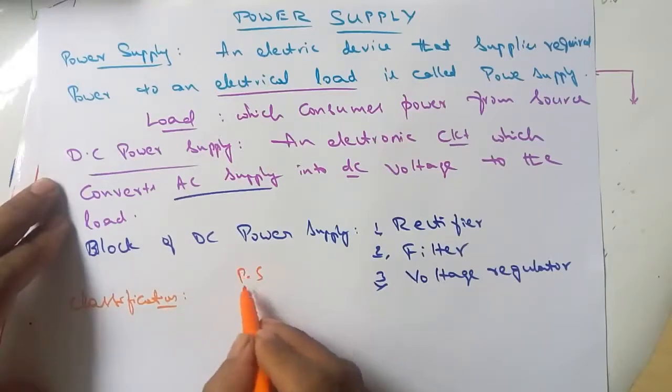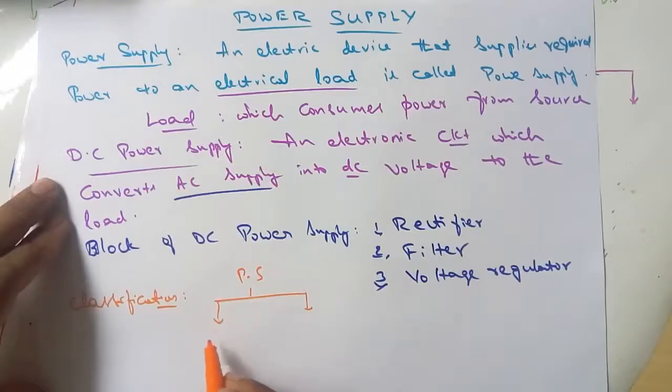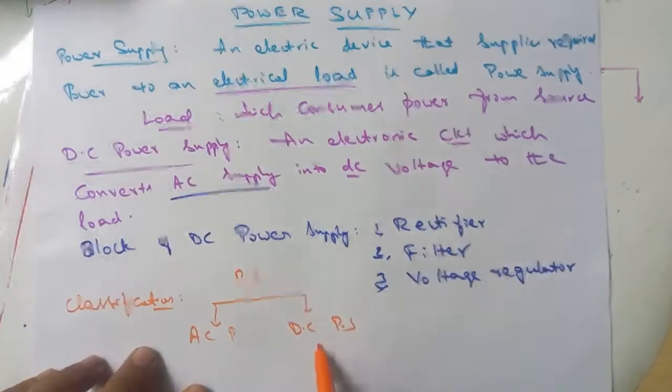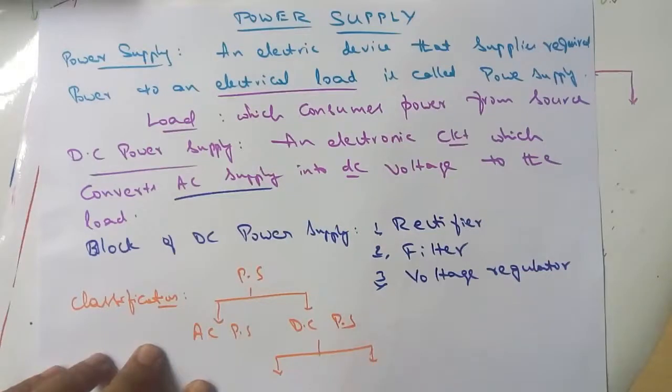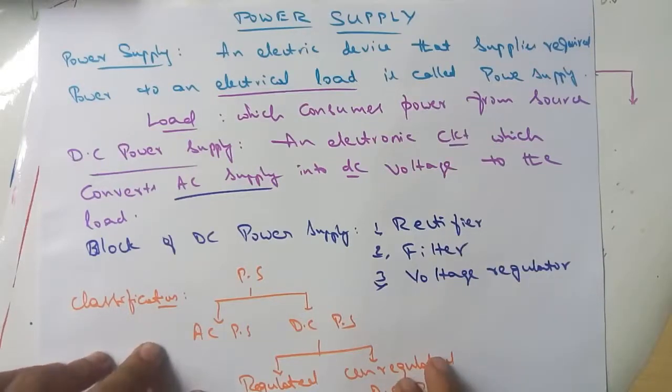Classification. First of all, the power supply. The power supply will be classified into AC power supply and DC power supply. And again the DC power supply will be classified into two: one is the regulated DC power supply, and the second one is the unregulated DC power supply.